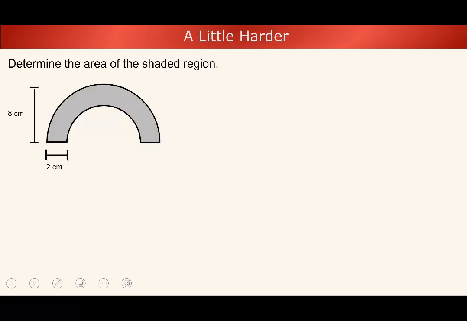Moving right along. You may remember this. This is an example I used earlier in the course, and it says determine the area of the shaded region. There's just the shaded region. So what you do is you imagine you have the area of a big half circle, and you subtract the area of the little half circle.